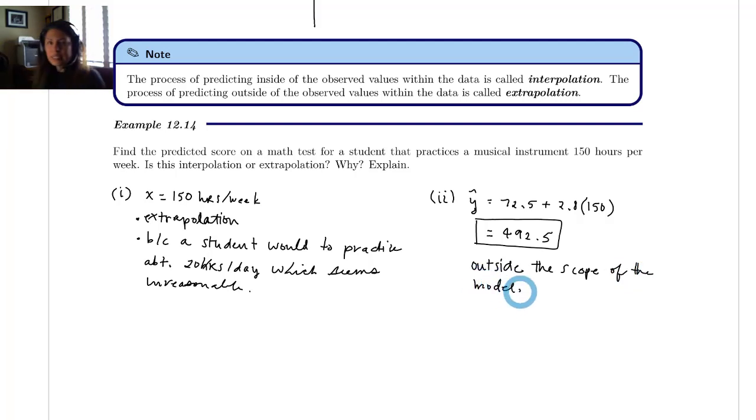So you can see it's intuitive to think, well, I just want to use this for anything. Why am I restricted to only here? Well, because it's real life. It's not an algebra class. Is it reasonable to practice 150 hours per week? Probably not. Is it reasonable to practice 5 hours per week? Yeah, that's way more reasonable, right? So we have to take into consideration, when we do statistics, these models within the scope of reality.